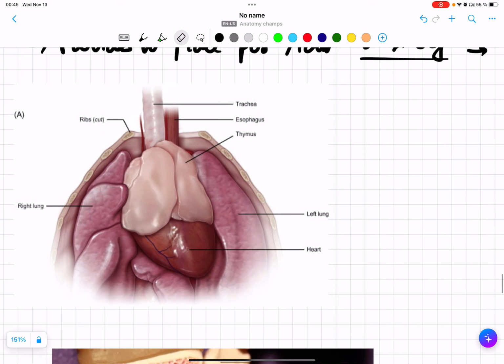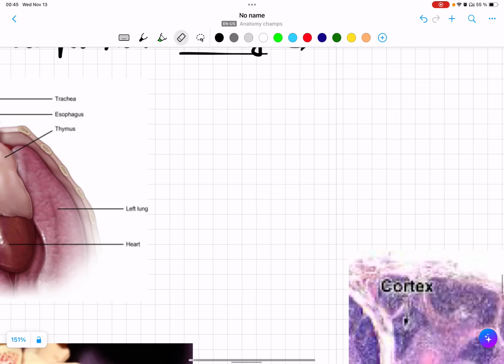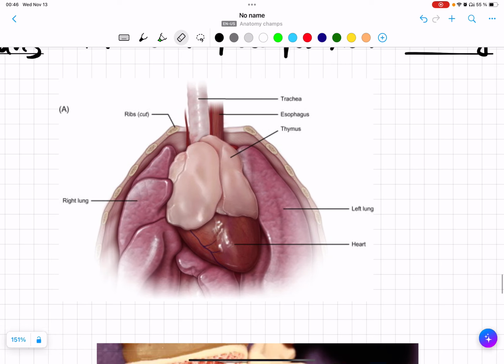Let's first discuss our thymus. So just now I told you the thymus is a primary lymphoid organ. It means our cells will be forming here and they will be maturing. If I talk about the structure of your thymus, just mark my words, I won't be writing a lot of them.